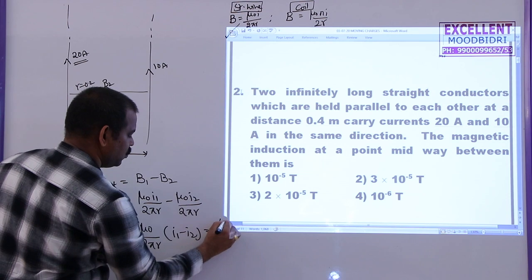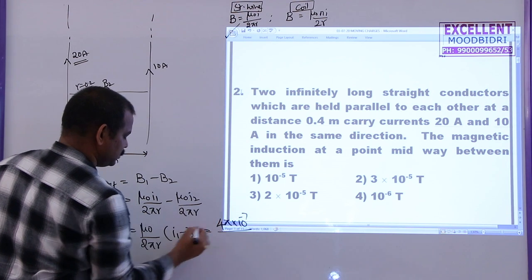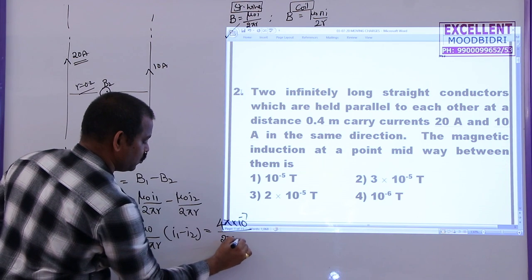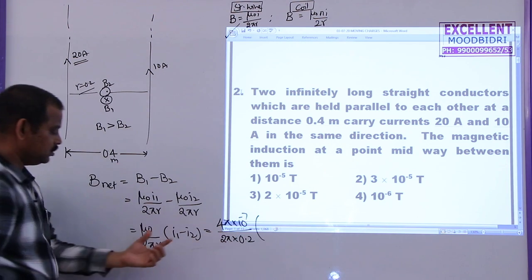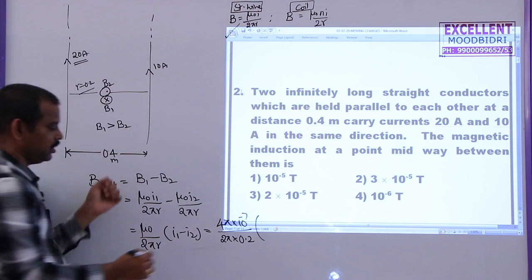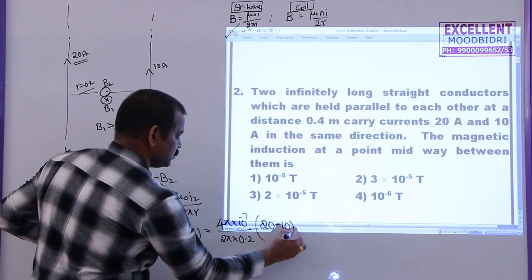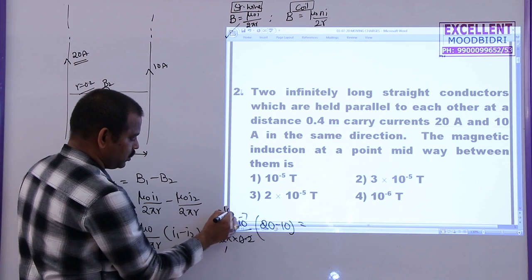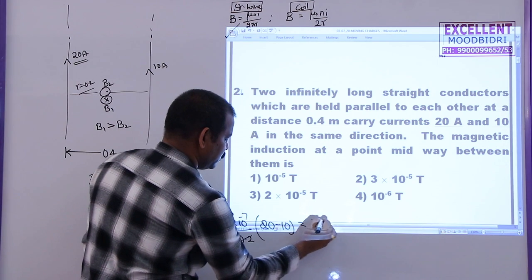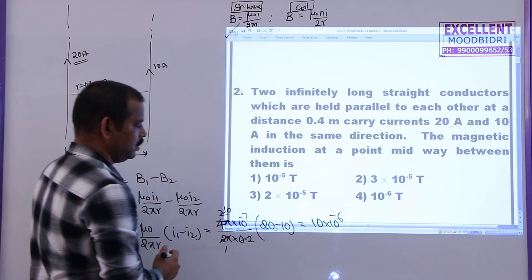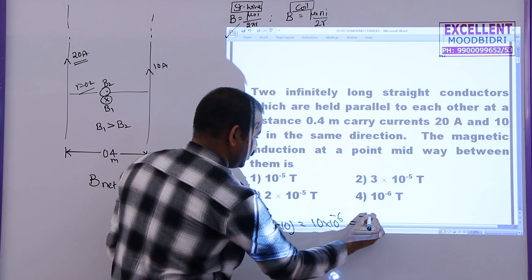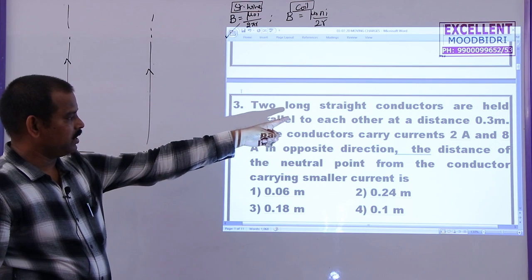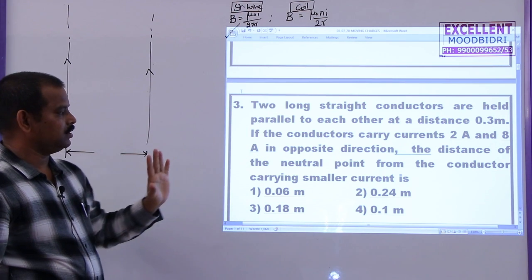Mu naught value is 4 pi into 10 power minus 7, divided by 2 pi into 0.2. Let me write 2 pi into 0.2. This is the difference between two currents, 20 and 10, so 20 minus 10. So 2 pi cancels with 4 pi to give 2, and 2 divided by 0.2 is 10. So this will become 10 into 10 power minus 7, that is 10 power minus 6, times 10. Or you can write this as 10 power minus 5 Tesla. Option 1 is correct.